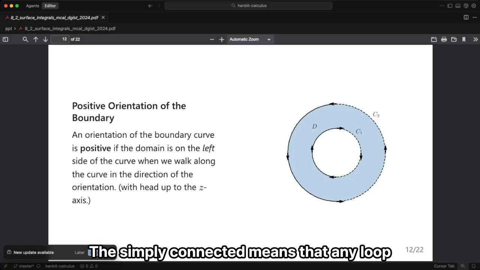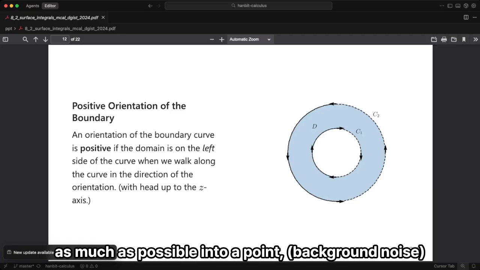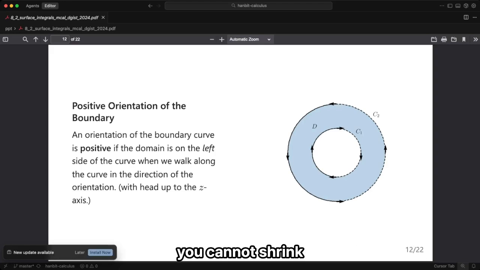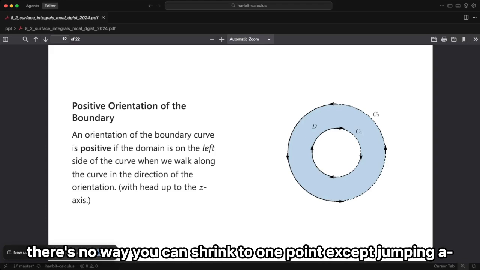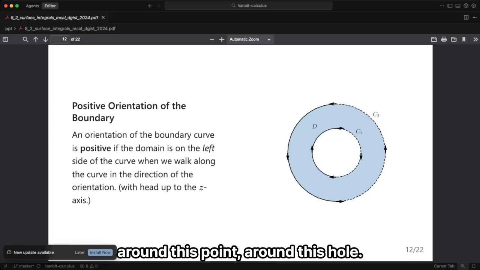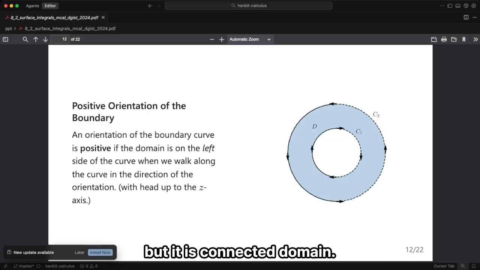Why? Simply connected means that any loop can be shrunk into a point without going outside of the domain. Let's say we're taking a big loop here around this empty circle. You want to shrink it as much as possible into a point. You cannot shrink it, because if you get to this smallest circle, there's no way you can shrink to one point except jumping around this hole. You don't want to jump. You want to shrink continuously. So this is not a simply connected domain, but it is a connected domain.